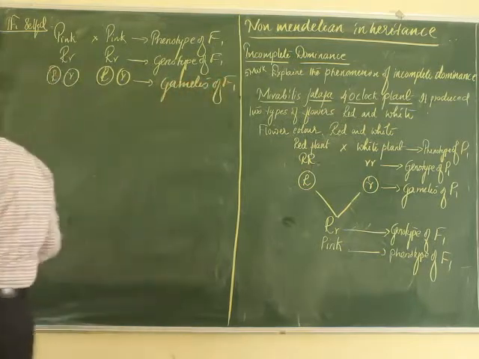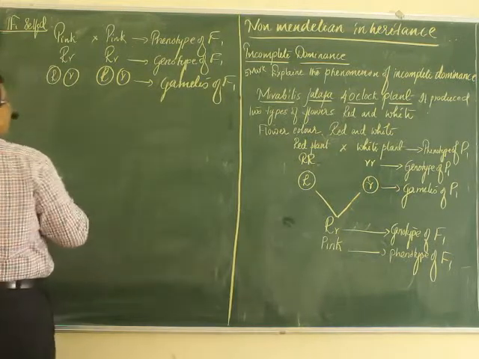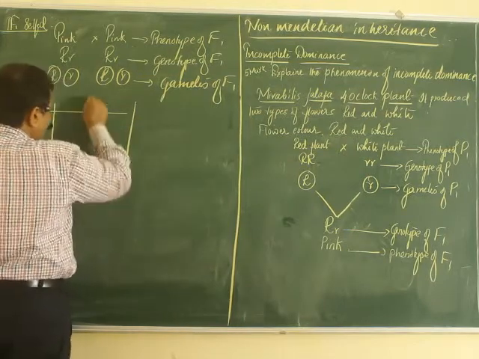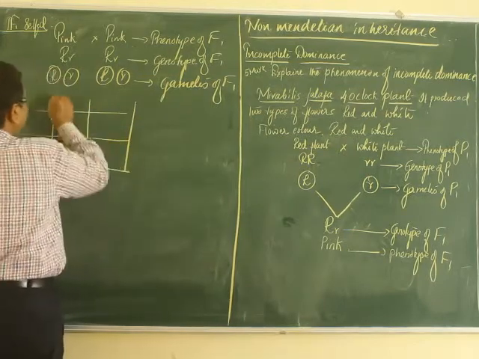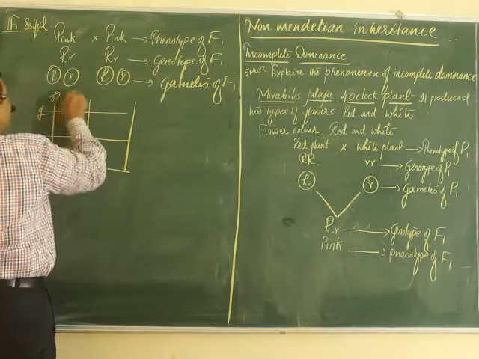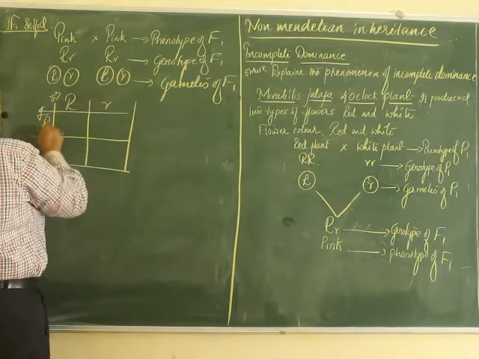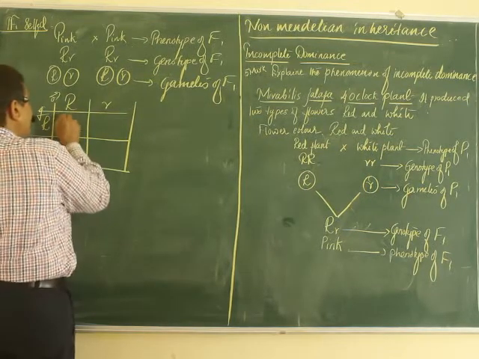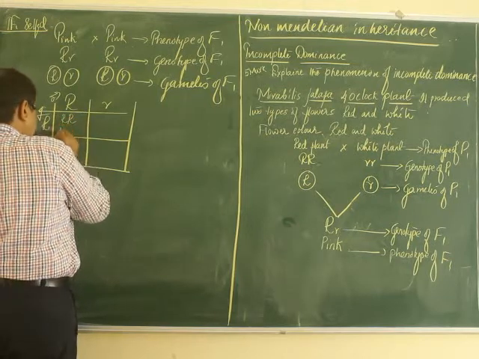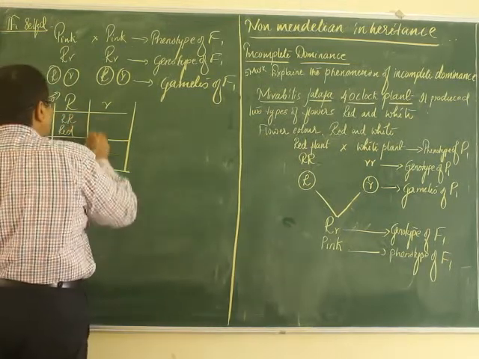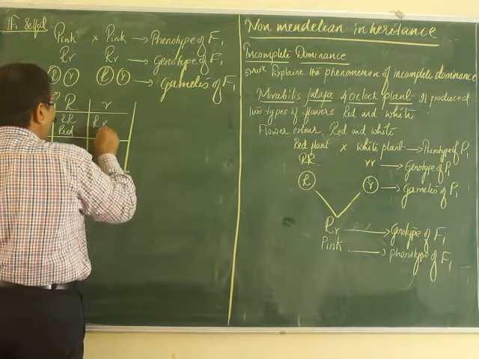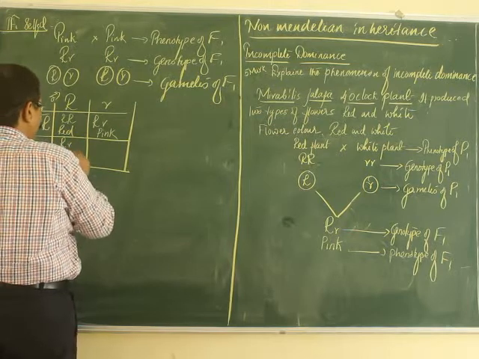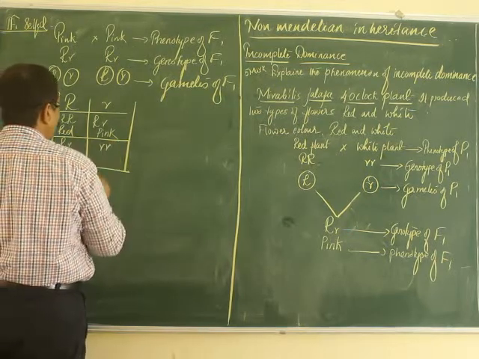He mentioned it in a checkerboard. Male gametes, female gametes, capital R, small r, capital R, small r. So here, capital R capital R, red; capital R small r, pink; capital R small r, pink; small r small r, white.